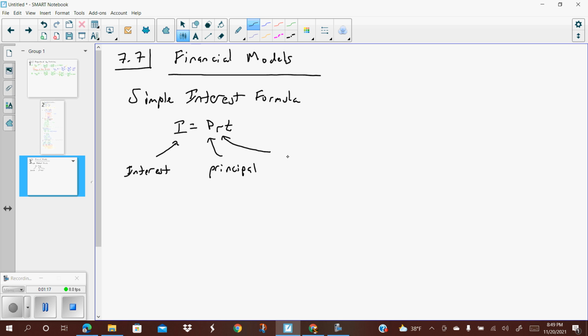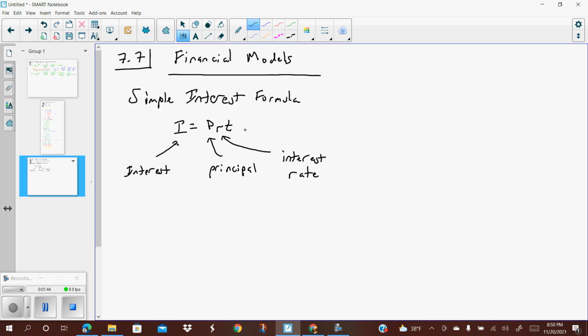R is the interest rate. And it will be given as a decimal. Must be expressed as a decimal, so not a percent. Your interest rate is 5%. Don't write it as 5. It's going to be 0.05. That's how you get an interest rate. So 5%. To change a percent into a decimal, you simply divide it by 100.